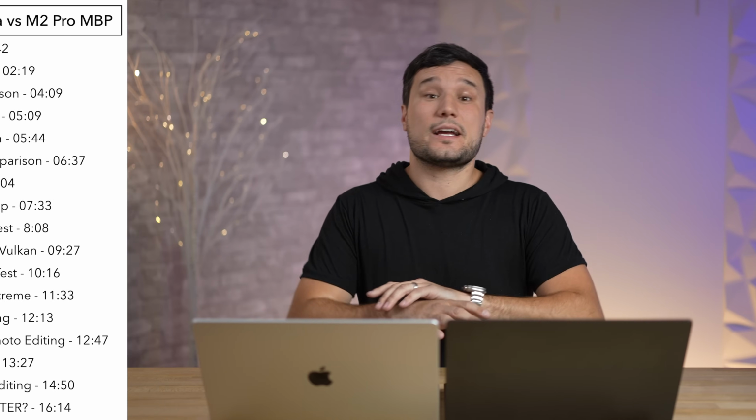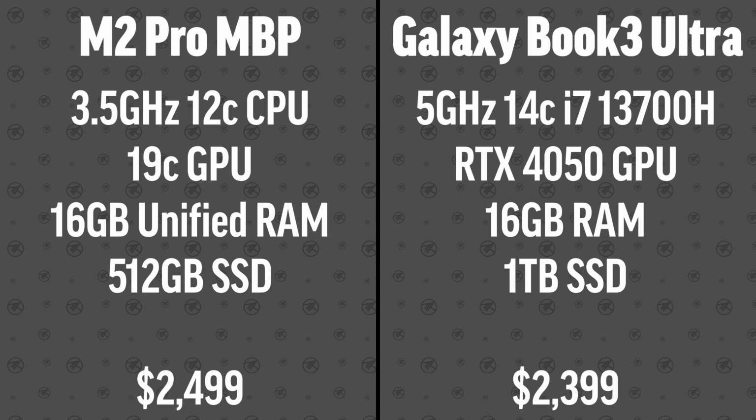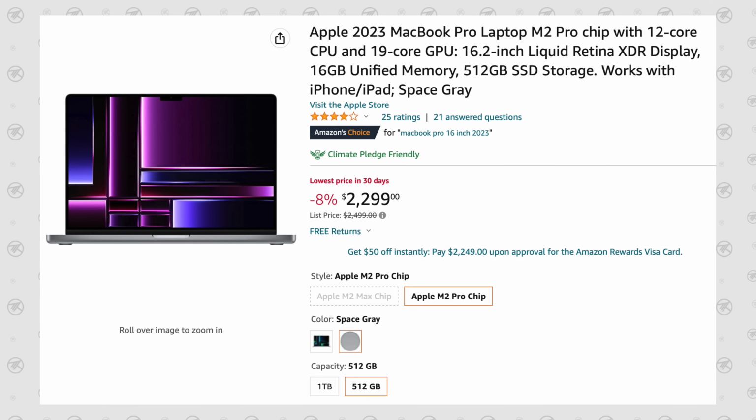As far as price, they are very similar. The Samsung is $100 less expensive, and it comes with a terabyte of storage, which is awesome. We're gonna test that out. But you can buy the MacBook right now for $100 less on Amazon.